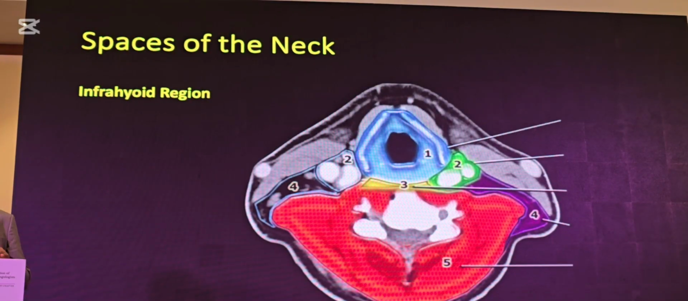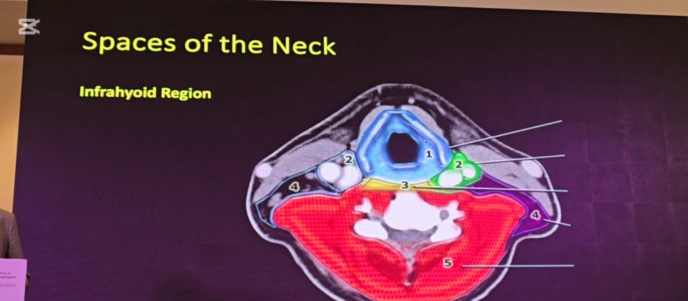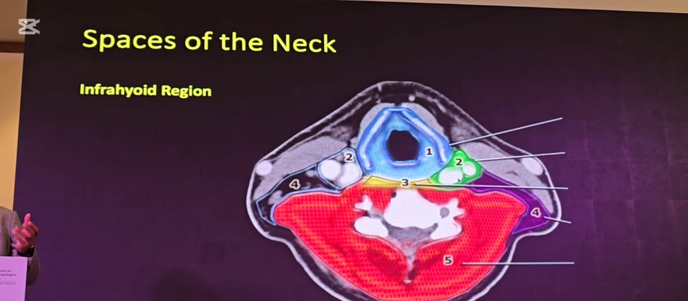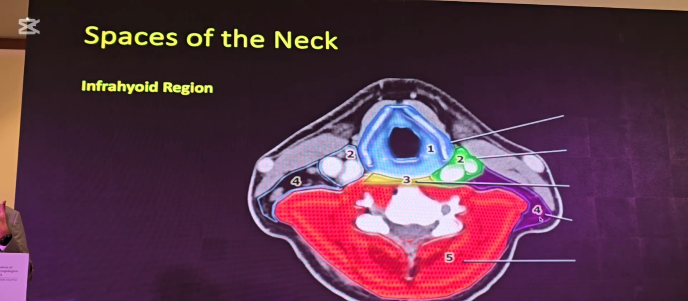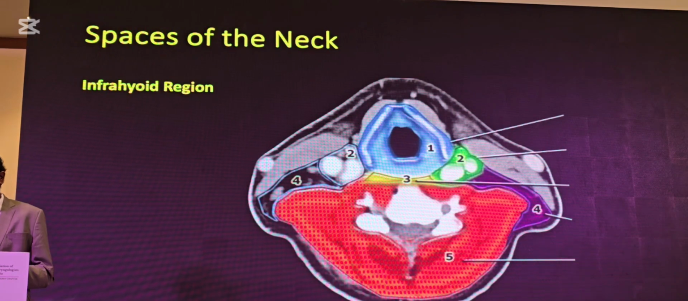When we talk about infrahyoid, number one is, what is the space? Visceral space. What you are seeing is the thyroid cartilage. Okay, so two is carotid space. You can see the vessels. Three is retropharyngeal space. Four, parotid will not come below the hyoid. So that is a soft tissue area. What is this muscle?